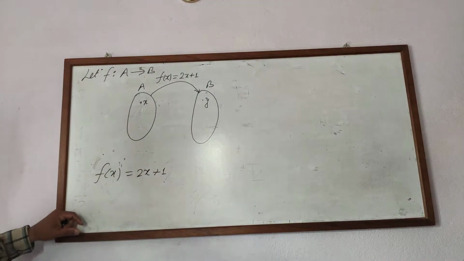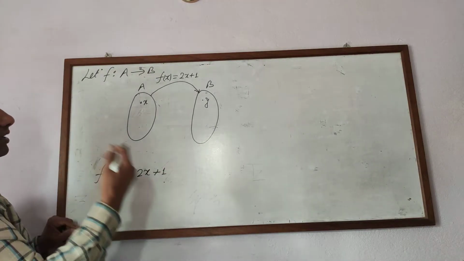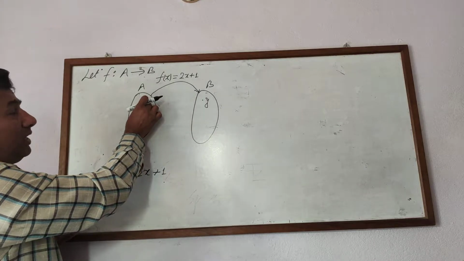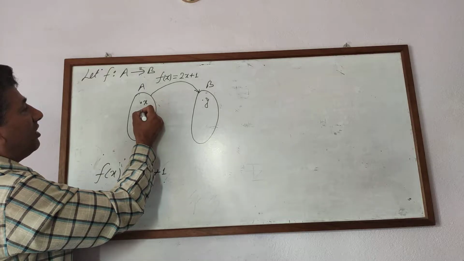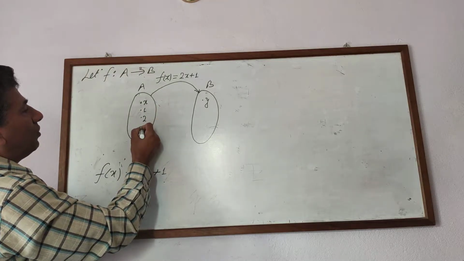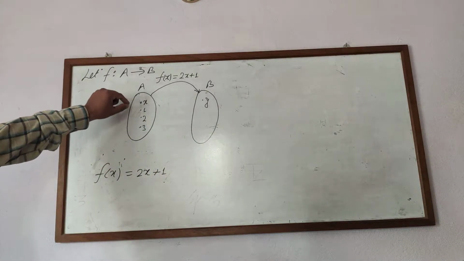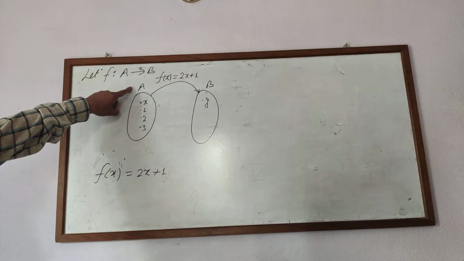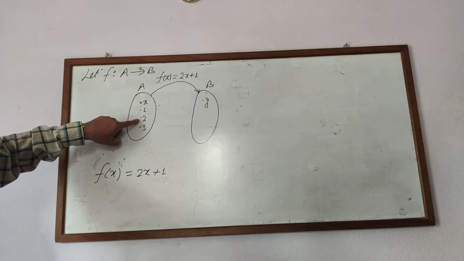Now this 2x plus 1 is a function of x. In set A, the domain, I'll take a few elements as examples. Let's say 1, 2, 3. I have taken 3 elements which are elements of the domain. Now this x represents 1 also, 2 also, 3 also.